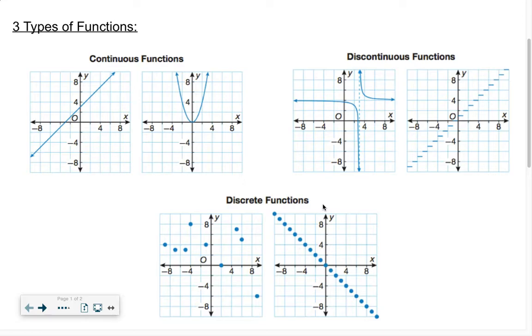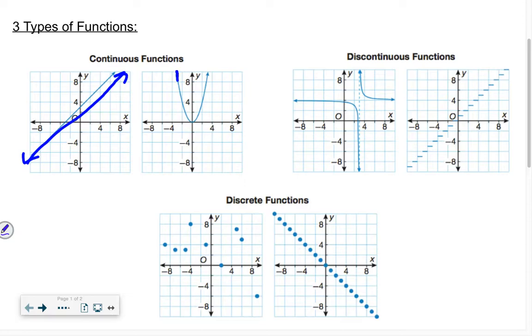So the first one again is continuous. And if you think of continuous, I always think of something that doesn't stop or goes on forever. And really that's what we're doing here. If we look at our linear equation, I can take my pen, start on the far left, and continue all the way to the right without ever having to pick up my pen. Hence it's continuous.